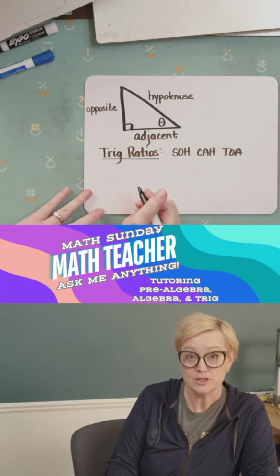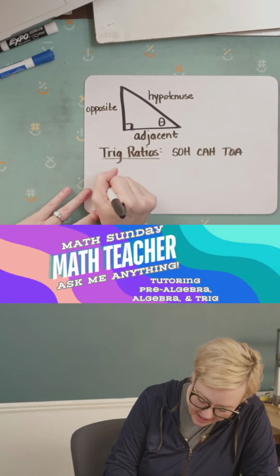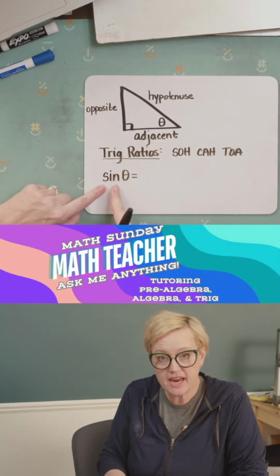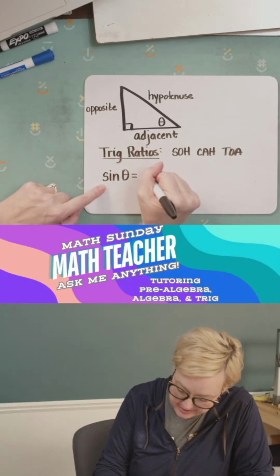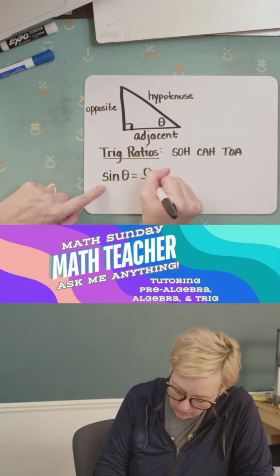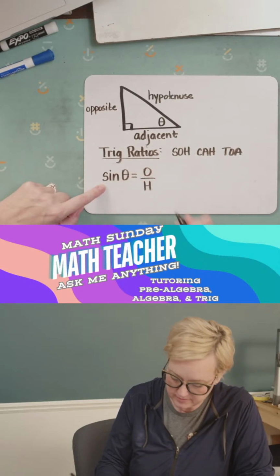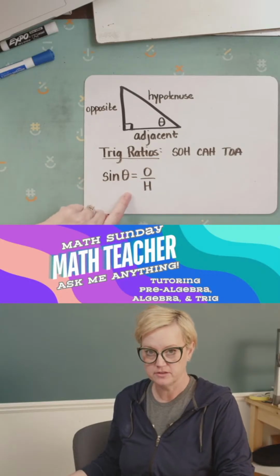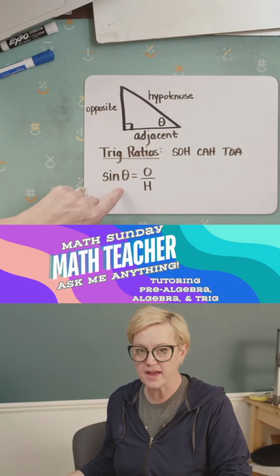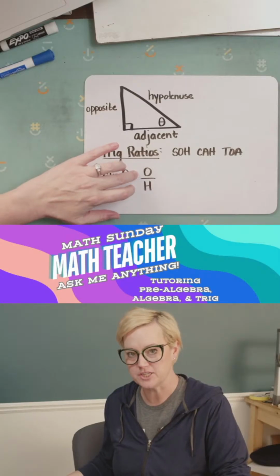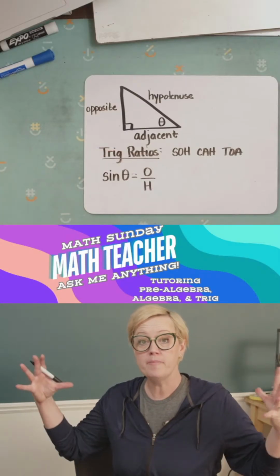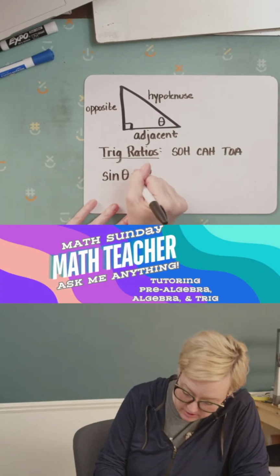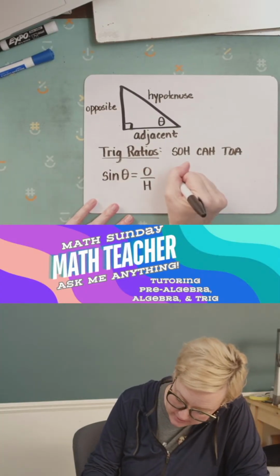So sine of theta: the sine ratio is the opposite over the hypotenuse. Now the sine of any given angle is always going to be the same ratio. No matter how big or how small the triangle is, the ratio is going to be the same. So sine theta is opposite over hypotenuse.